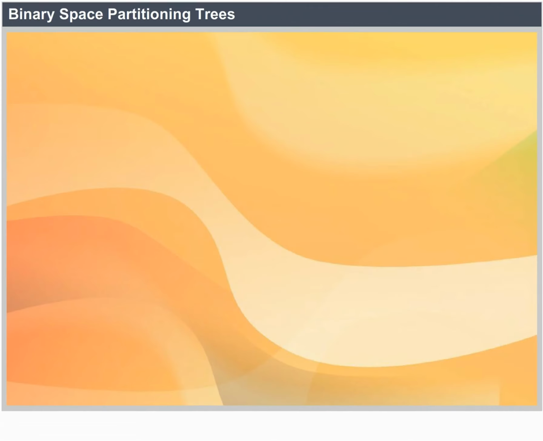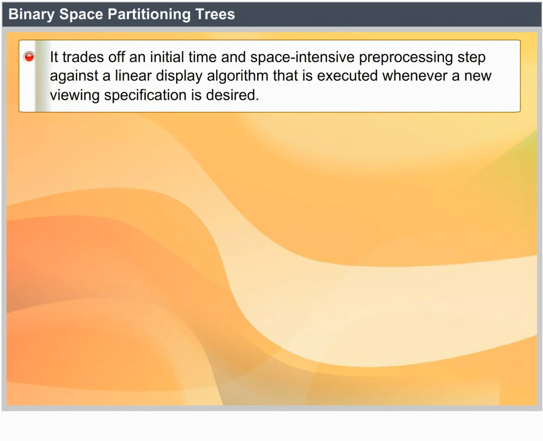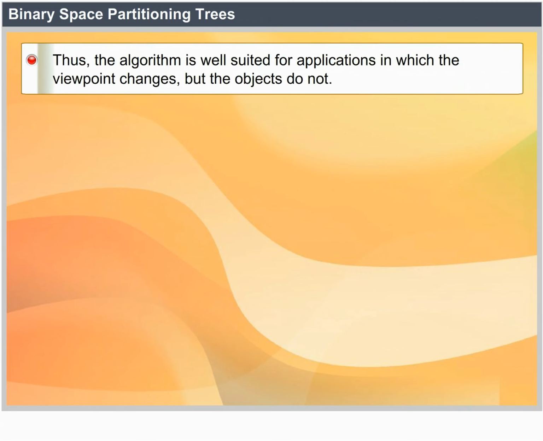Binary space partitioning trees. The binary space partitioning (BSP) tree algorithm is an extremely efficient method for calculating the visibility relationships among a static group of 3D polygons as seen from an arbitrary viewpoint. It trades off an initial time and space intensive preprocessing step against a linear display algorithm that is executed whenever a new viewing specification is desired. Thus, the algorithm is well suited for applications in which the viewpoint changes, but the objects do not.